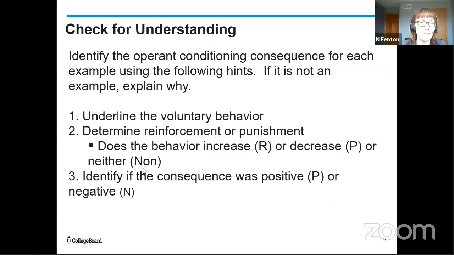So, check for understanding. Again, for the following examples, underline the voluntary behavior. Then figure out first, is it a reinforcement, increase in behavior, punishment, decrease, or if it's none, in which case you can stop there because you have to fix something else, then figure out whether or not it was positive or negative.